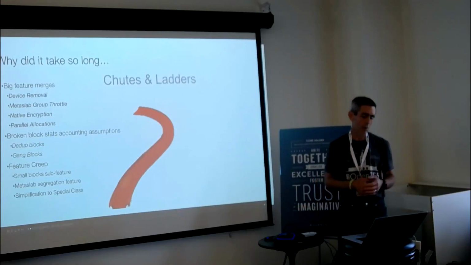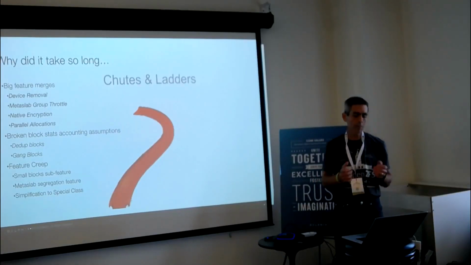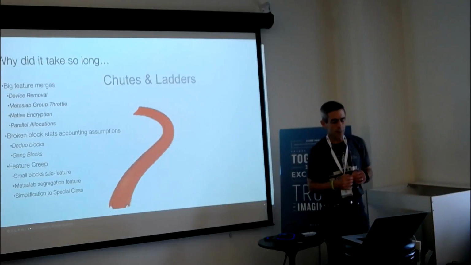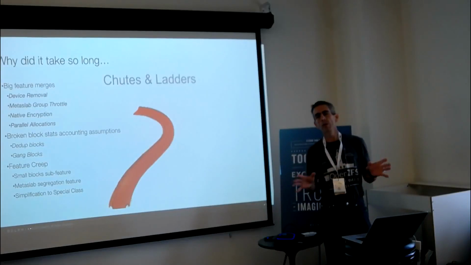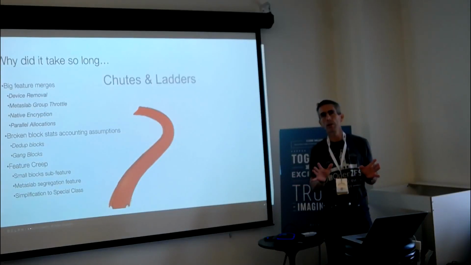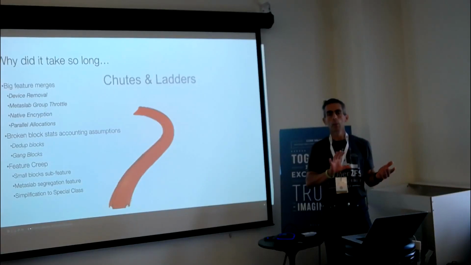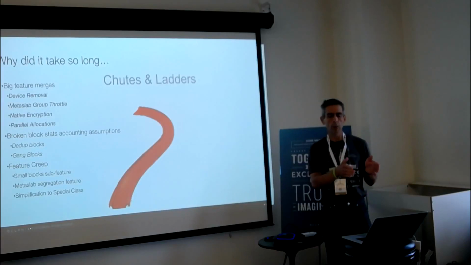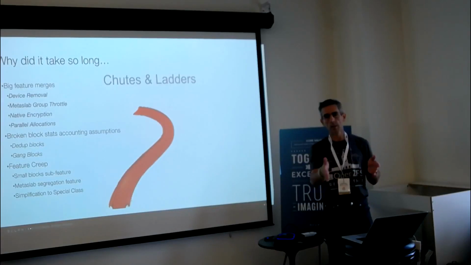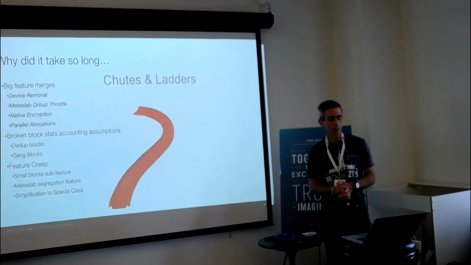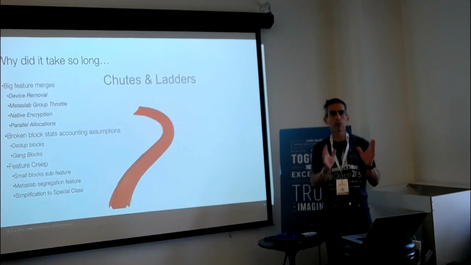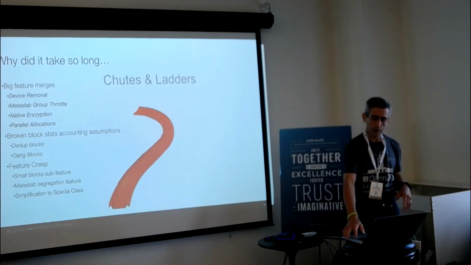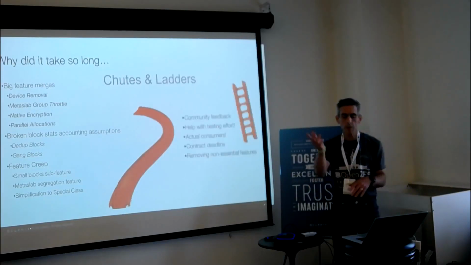And then, of course, traditional project management: feature creep. Hey, let's put small blocks in there. And we had this whole feature called segregation, where with DRAID you can divvy up the metaslabs that way, rather than what we do now, which is just basically saying it's a separate VDEV. Anyway, then we simplified. We talked about having all that stuff, and we simplified all these things along the way. We're just taking the time. But there were some ladders.